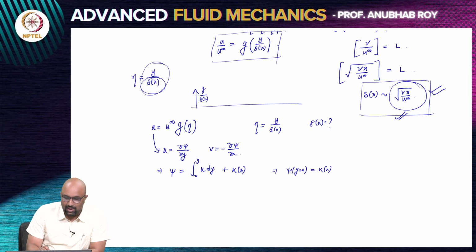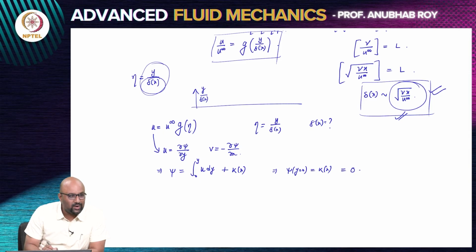And what is psi at y equals 0? That is the value of the stream function at the surface. And the value of the stream function at the surface should be 0. It should ideally be a constant. You can choose whatever constant you want, it will be 0.